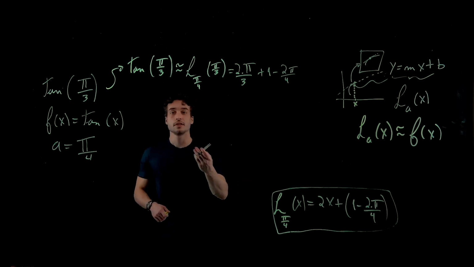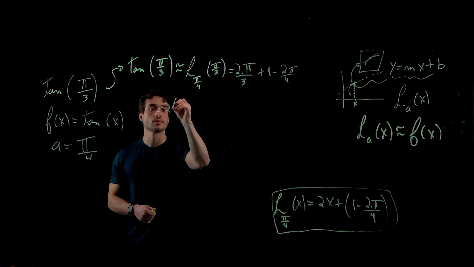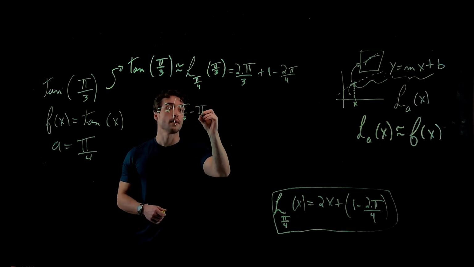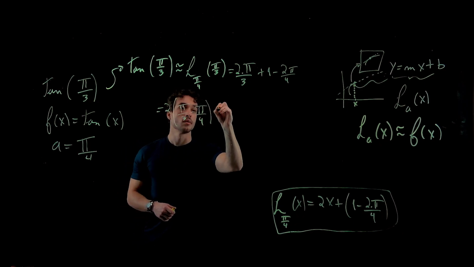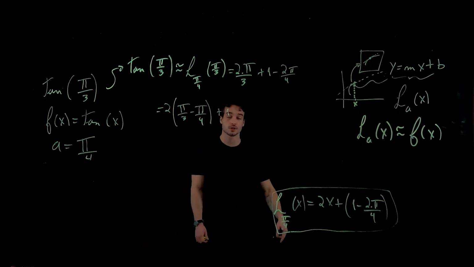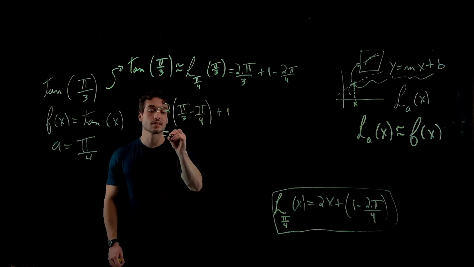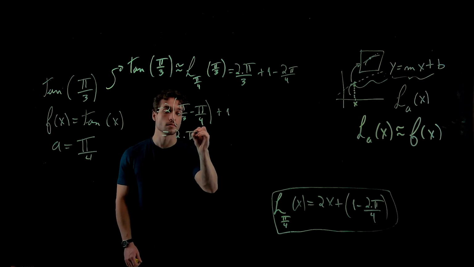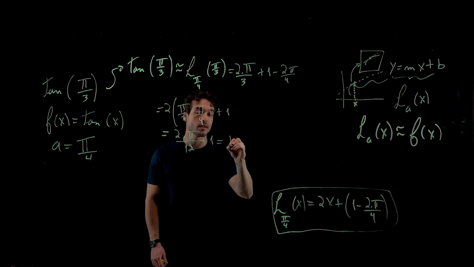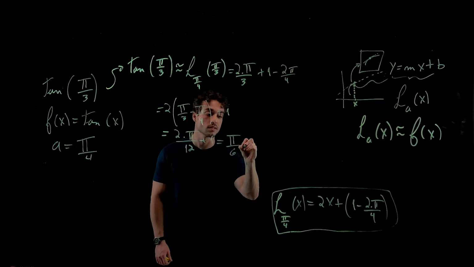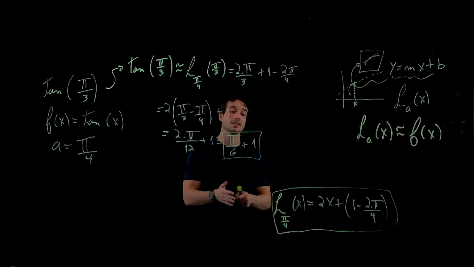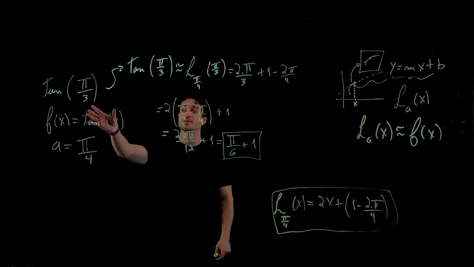So as I was saying, you can put the 2 in evidence here to get pi over 3 minus pi over 4 plus a 1 here. And pi over 3 minus pi over 4, if you do a cross multiplication, you're going to get exactly pi over 12, plus 1. And I can simplify here to get pi over 6 plus 1. Okay? So this gives us pi over 6 plus 1, which is a good approximation for the tangent of pi over 3.